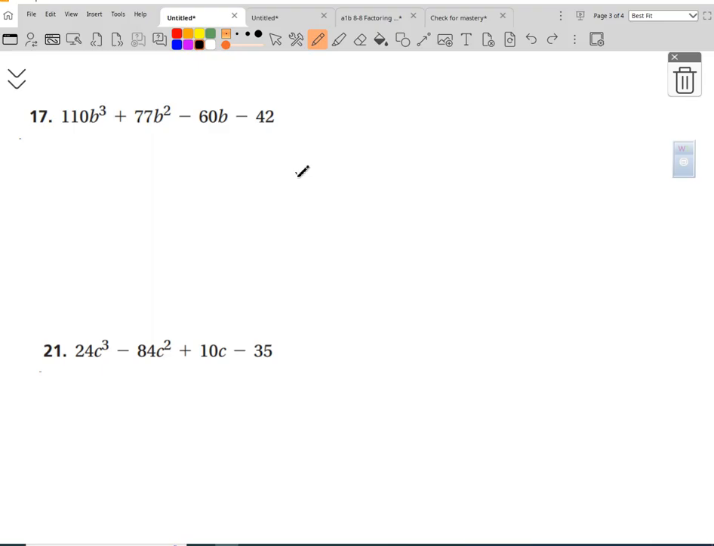Let's see, 7 will come out of 77 and 42, but not out of 60. I don't think there's a greatest common factor. Are you ready to see one? Okay, so we're going to go with there not being a greatest common factor. First step is 2 groups.